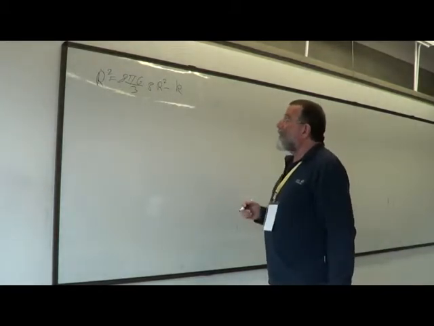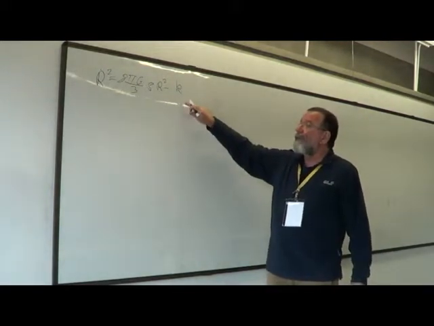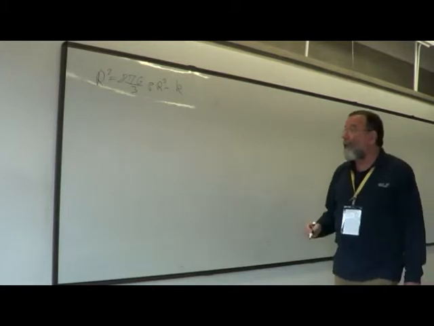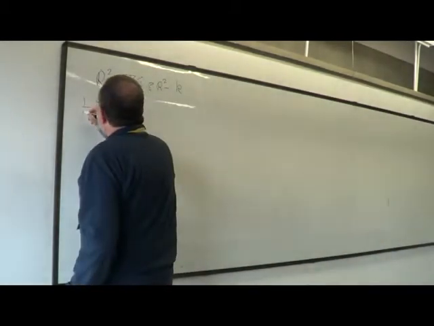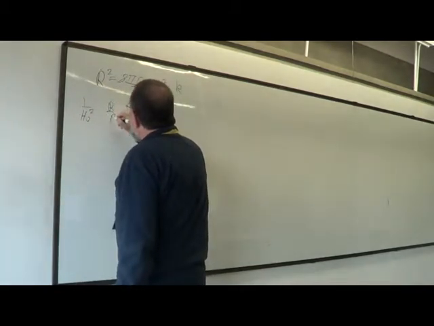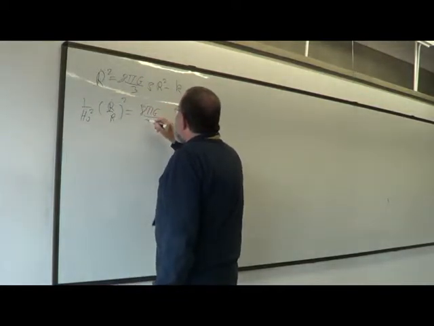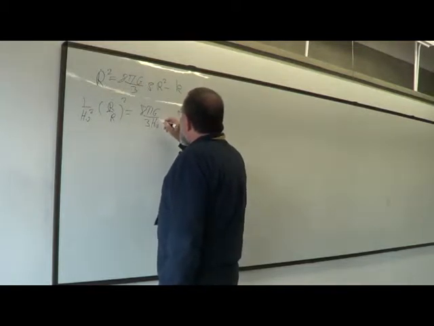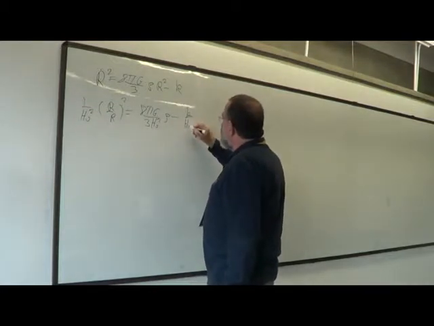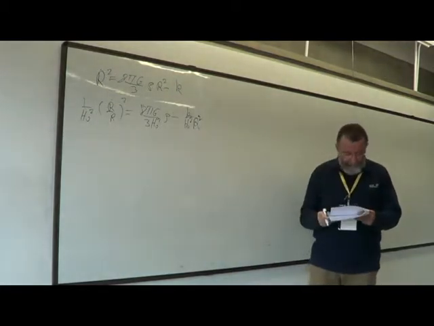Okay, so we do just a bit of algebra with it. We divide the equation by R squared, and we divide the equation by H naught squared, the Hubble constant evaluated today. So what we have here is 1 over H naught squared times Ṙ over R squared, which equals 8πG over 3H naught squared times ρ, minus k over H naught squared R squared. Okay, so we have it in this way.